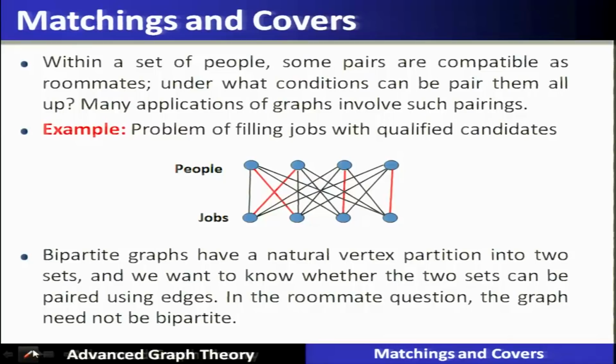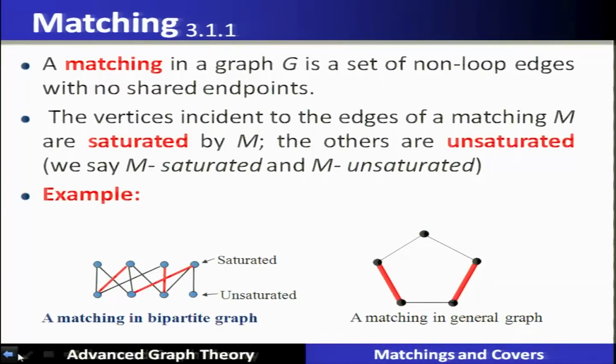Similarly, there is another problem called roommates. The graph need not be bipartite, yet we have to come up with a matching or pairing of the roommates. Matching in a general graph we will see separately in a different lecture. So matching, as I told you, in a graph is a set of non-loop edges with no shared endpoints. Again I am repeating, matching in a graph is a set of edges with no shared endpoints.